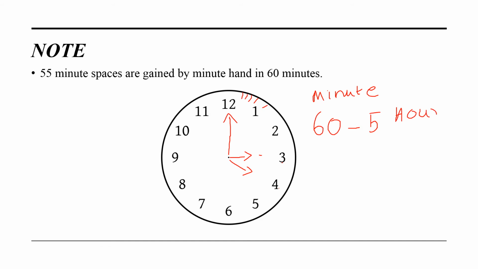So the minute hand gains 55 minutes. Here we have to subtract 5 from 60. That is called 55 minute spaces are gained by the minute hand in 60 minutes. This is the note we have to remember for solving the following problems. Okay.